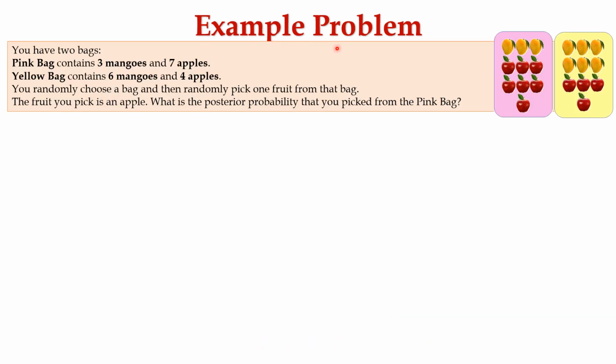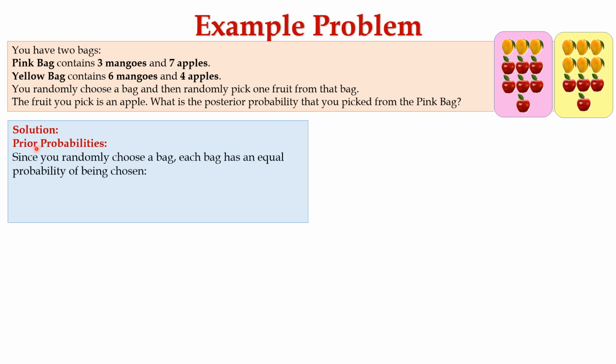Let's have another example problem. Here you have two bags. One is of pink color, the other one is of yellow color. The pink bag contains 3 mangoes and 7 apples, whereas the yellow bag contains 6 mangoes and 4 apples. You randomly choose a bag and then randomly pick one fruit from that bag. The fruit you pick is an apple. So, what is the posterior probability that you picked from the pink bag?